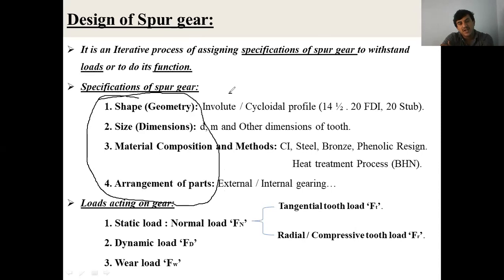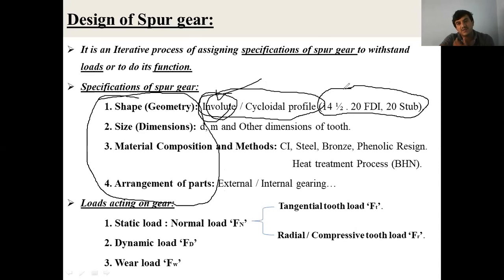When it comes to shape, what type of profile will you use, either involute or cycloidal? In that, we concentrate only on the involute tooth profile for the design of spur gear, not cycloidal. In the involute tooth profile, you can see the pressure angles we use: 14.5 degree, 20 degree full depth involute, and 20 degree stub. Now, what is the size of the gear we are going to determine here? One is the physical diameter of the gears, whether driving or driven gear. Another one is the module. After the module, some other dimensions will also be calculated. These are related to size.